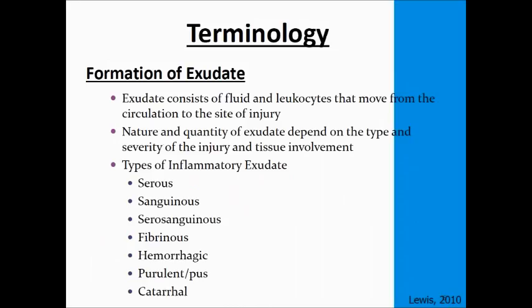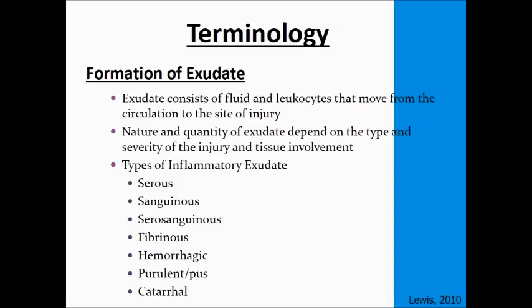So we're going to also go over terminology to help increase your documentation skills regarding wound care. Exudate consists of the fluid and leukocytes that move from the circulation to the injury site. This is a migration of the white blood cells to the site for phagocytosis to digest bacteria and break down the necrotic tissue. When you're documenting exudate, you want to document the nature and the quantity of the exudate, and that depends on the type and severity of the tissue involvement from the injury.